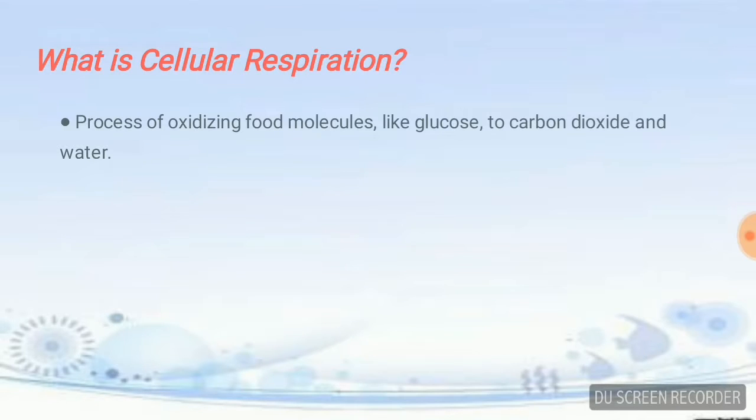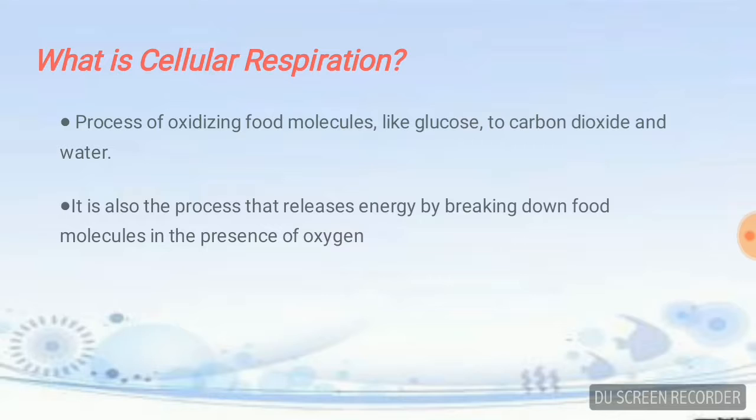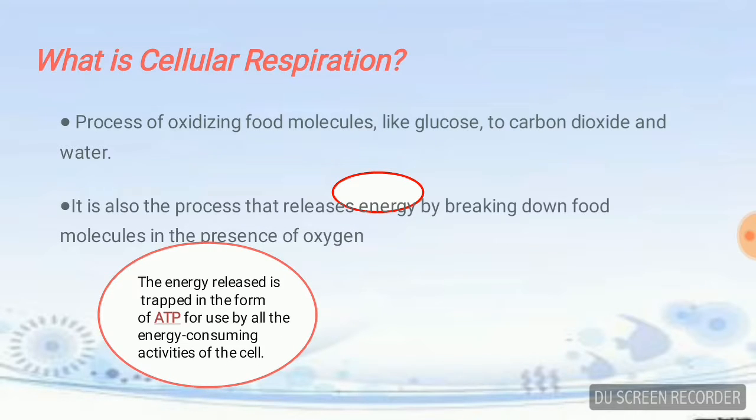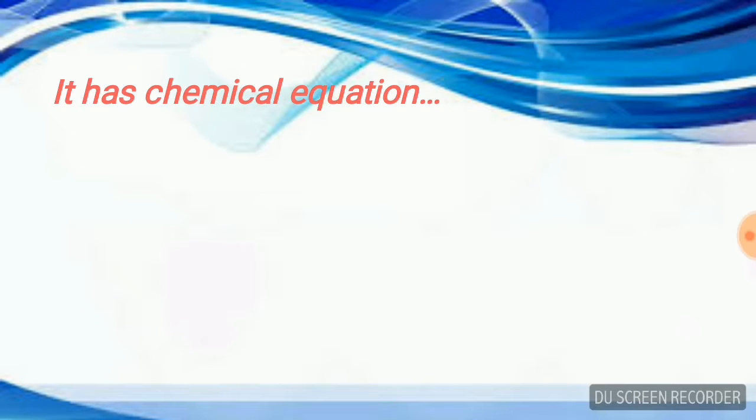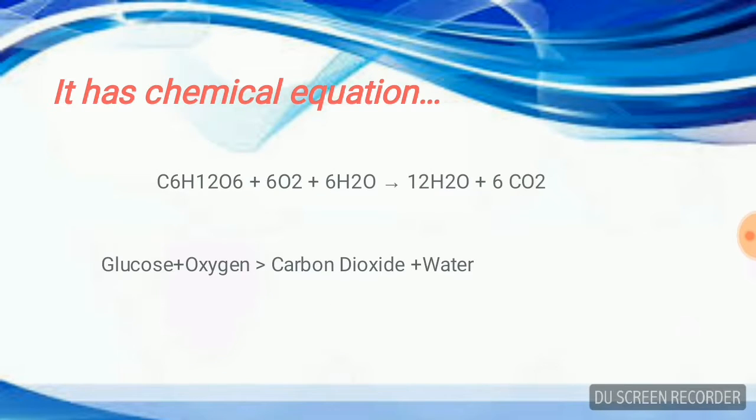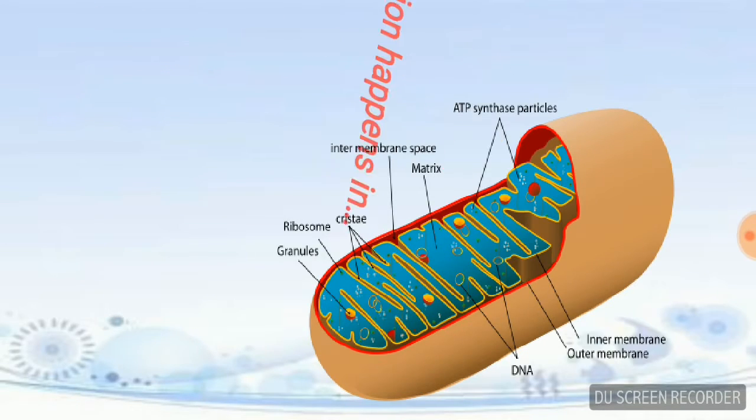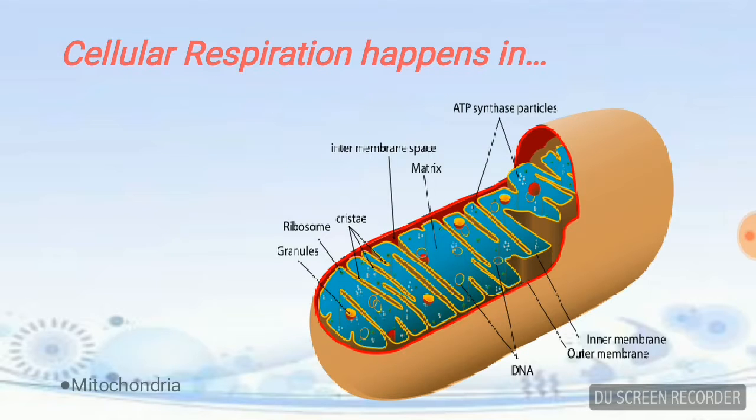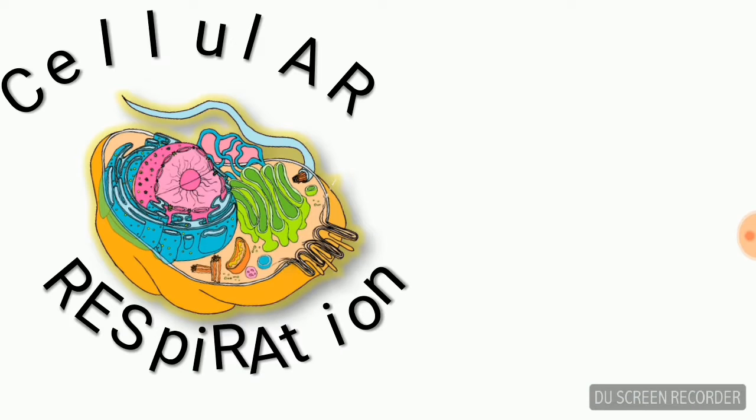Cellular respiration is a process of oxidizing food molecules like glucose to carbon dioxide and water. It is also the process that releases energy by breaking down food molecules in the presence of oxygen. The energy released is trapped in the form of ATP for use by all the energy-consuming activities of the cell. It has the chemical equation of glucose plus oxygen yields carbon dioxide plus water. Cellular respiration happens in the mitochondria.